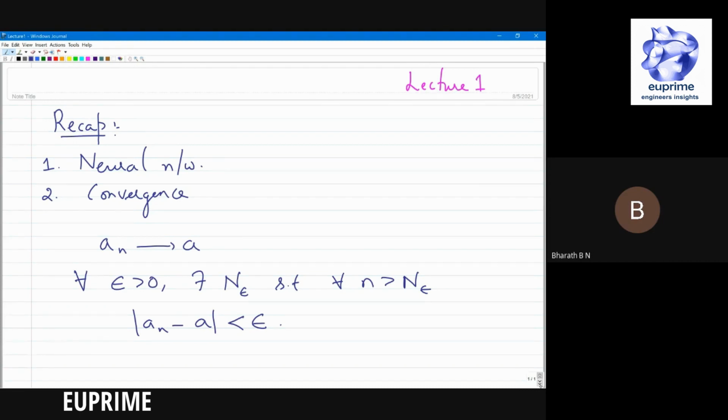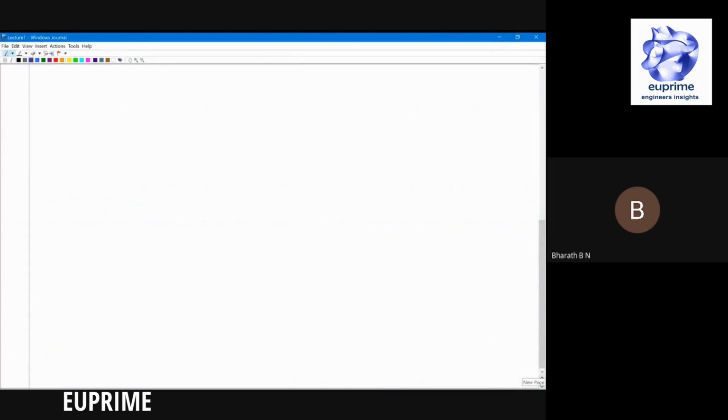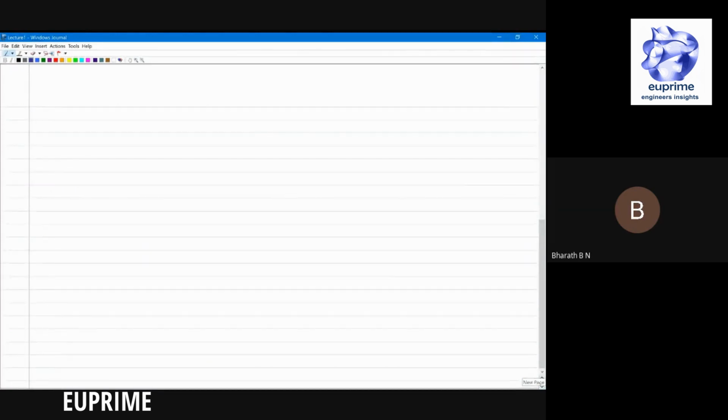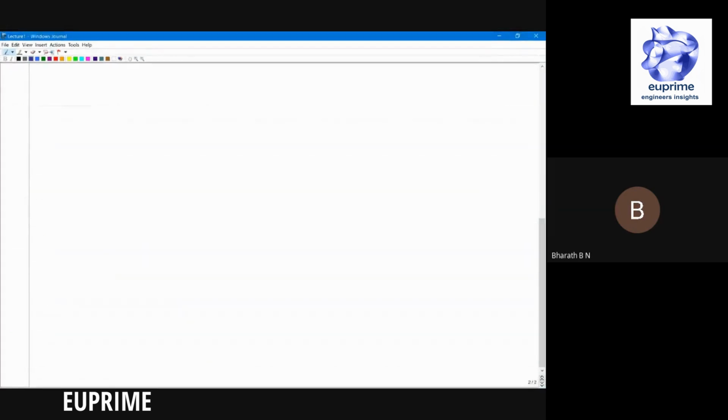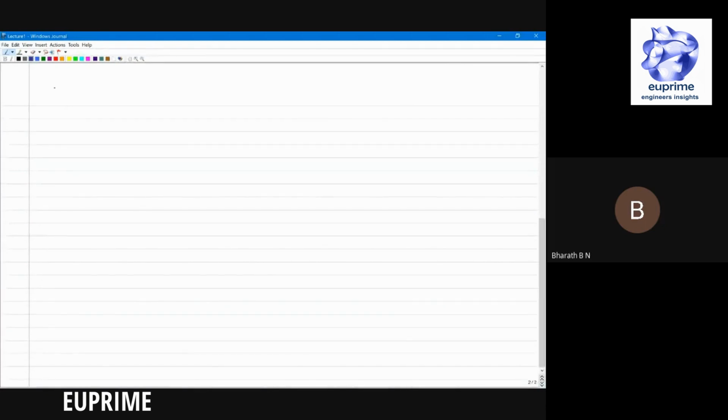Okay, so maybe we'll just look at one simple proof of convergence. Suppose you have two sequences. The problem: if a_n converges to a and b_n converges to b, then a_n plus b_n converges to a plus b. So how do you prove this? It's very intuitive, but how do you prove it?